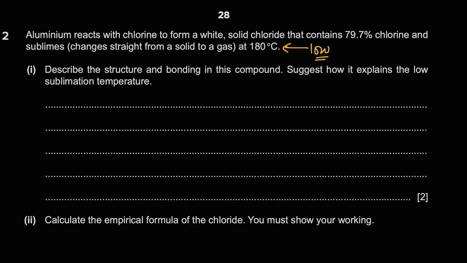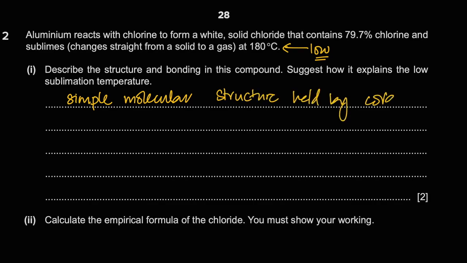So if something sublimes or melts or boils at low temperature, that should tell you it's only one type of substance that does that. Simple molecular structures. And if they are simple molecular structures, what kind of bonding will they have? Bonding will be covalent. Intermolecular forces could be van der Waals or hydrogen bonding, but the question says describe the structure and bonding. So now, what's the structure? It's a simple molecular structure containing covalent bonding.